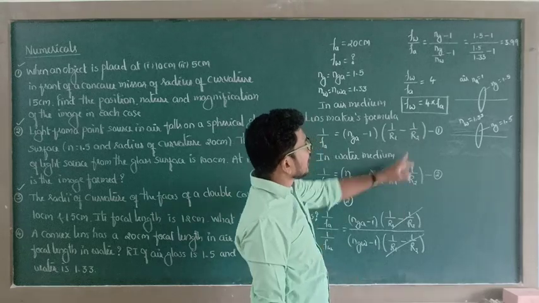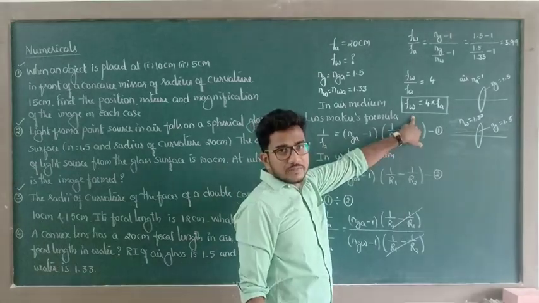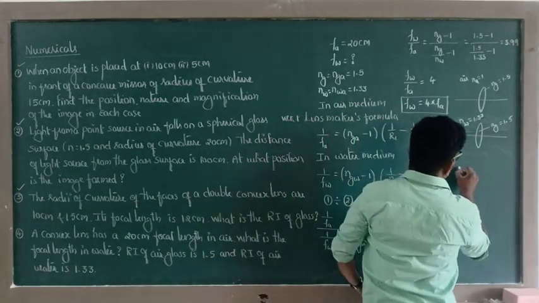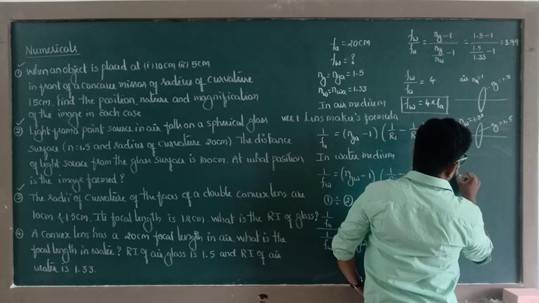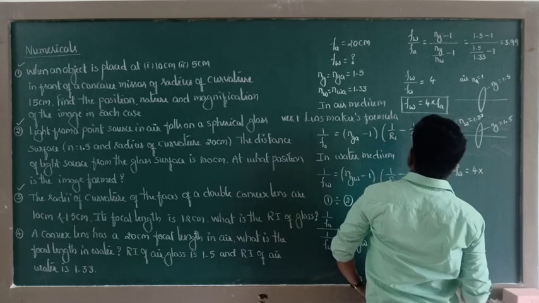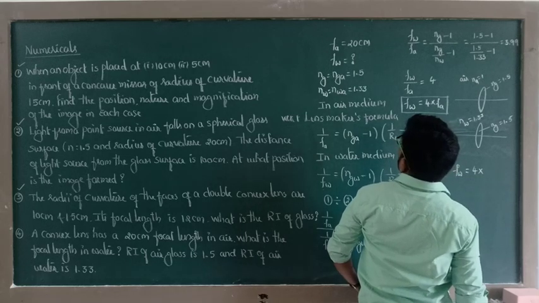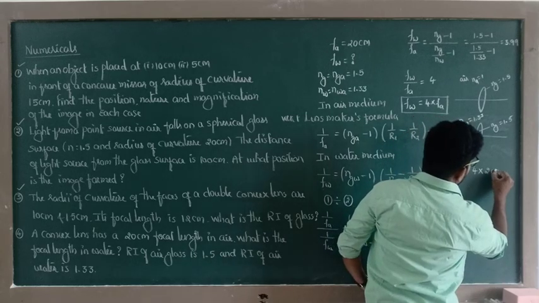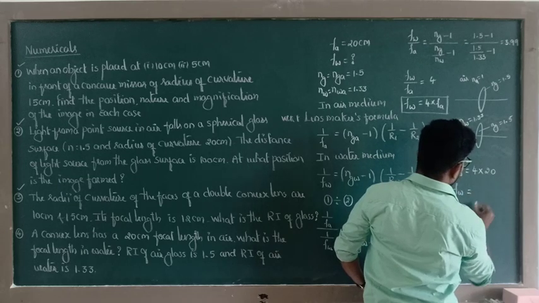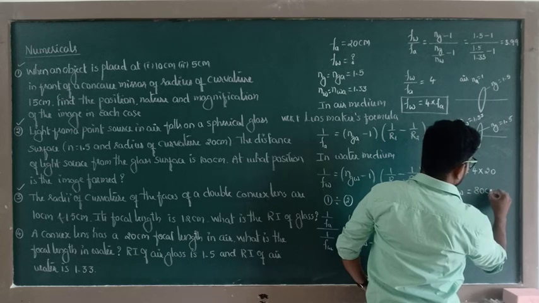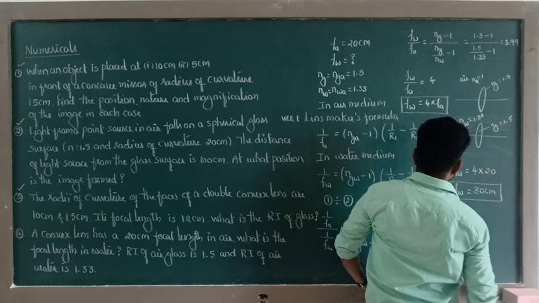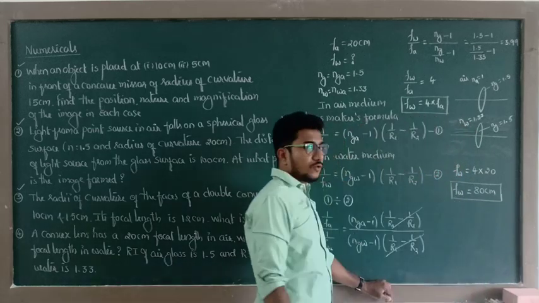So in CET, directly you can use this formula if a numerical is framed like this. Then focal length of lens in water is equal to 4 into focal length in air, that is 20. Therefore, focal length of the convex lens is equal to 80 centimeter. So focal length is increased by 4 times.